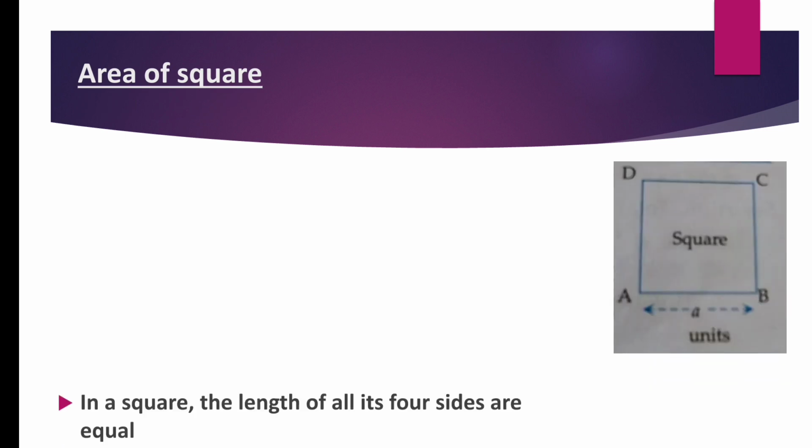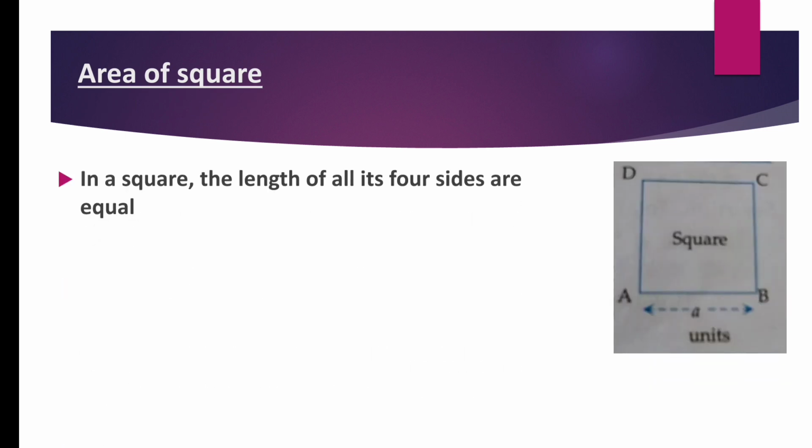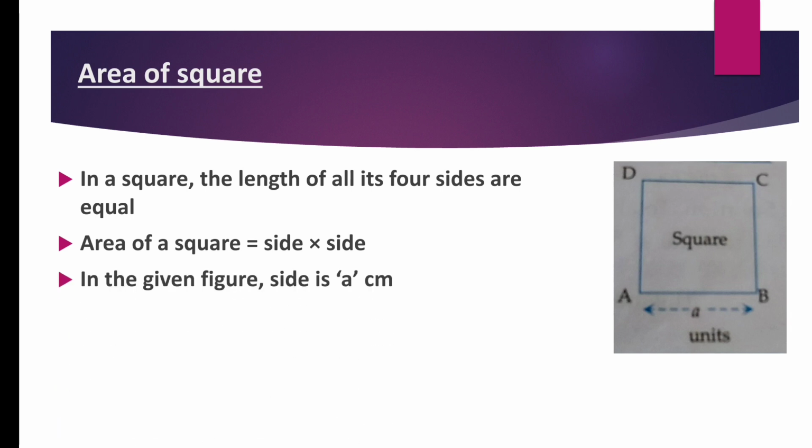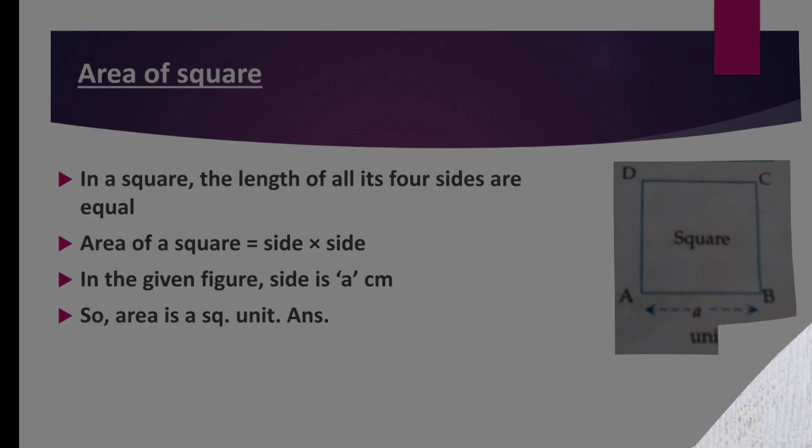Now area of a square. You can see here, in a square the length of all its 4 sides are equal. So area of the square is equal to side into side. In the given figure, side is a centimeter. So area is a squared square units. So this is the answer.